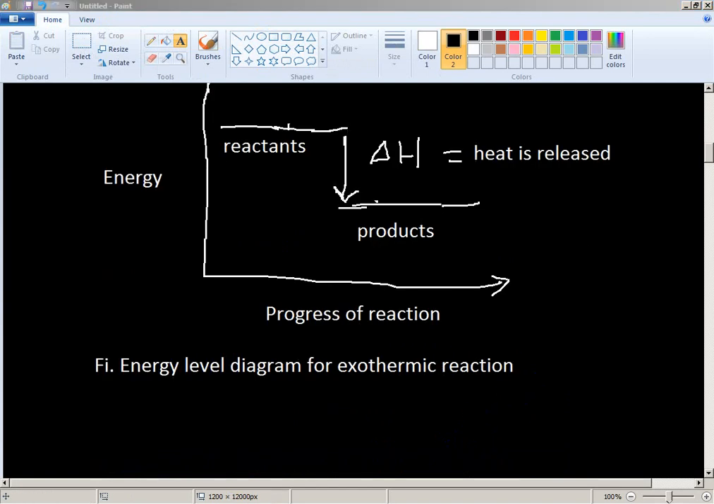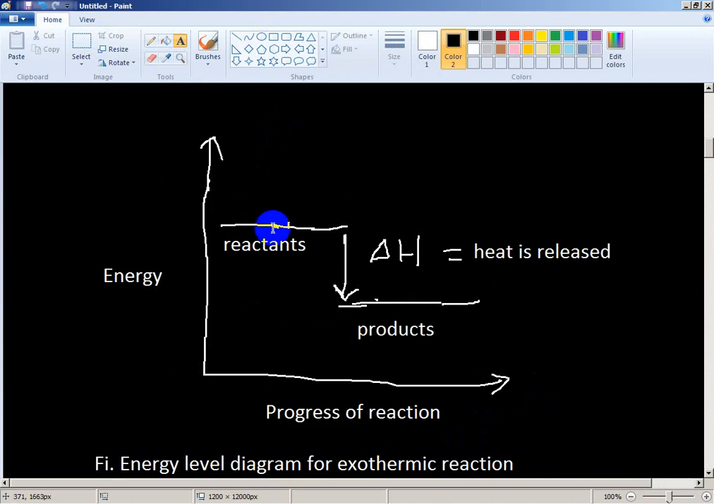Here the reactant energy is at the top, more. The reactant energy is more than the product energy. The product energy is less. For this reason, in an exothermic reaction, energy is released to the surroundings. When the reactant forms the product, this excess energy is released to the surroundings. For these reasons, an exothermic reaction releases energy to the surroundings.